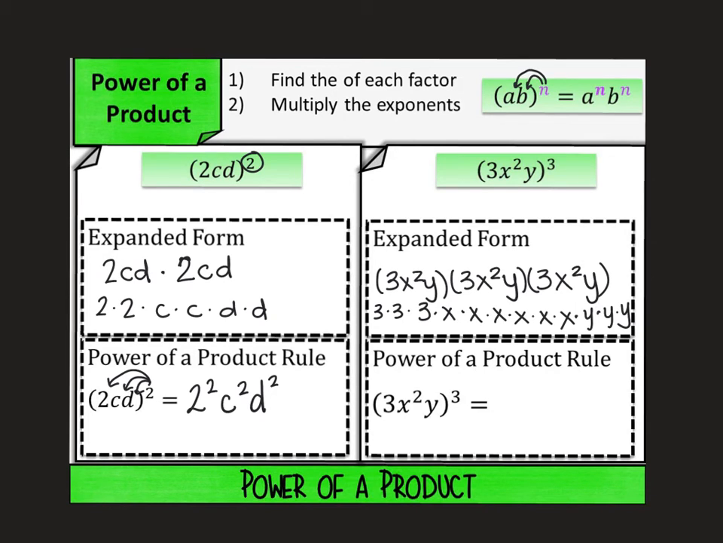So if I kind of just think about the rule, I'm going to have 3 to the third. Use your brain. So right here, I really have this, and this is one of our previous rules. So x squared to the third, I multiply those, so I'm going to have x to the sixth. And if you look up here, 1, 2, 3, 4, 5, 6. Yep, we did it right. And y to the third.